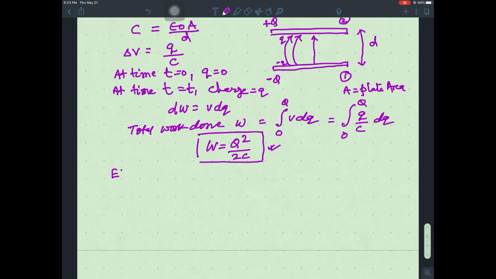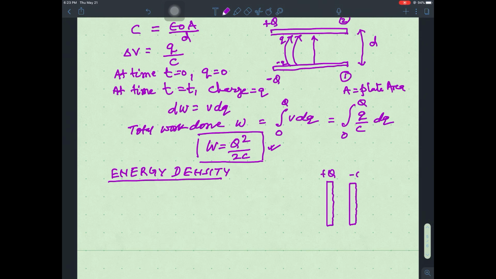Now let us talk about energy density. Energy density, what does it mean? It means energy stored per unit volume. Suppose here is a parallel plate capacitor, with plus q charge on one plate and minus q charge on the other plate, and d is the separation between the plates.